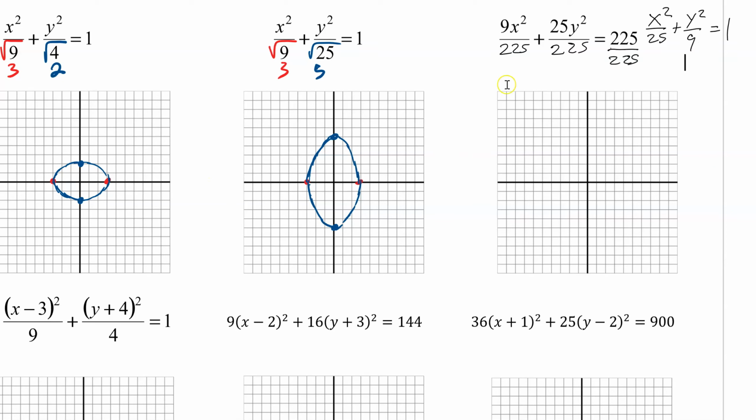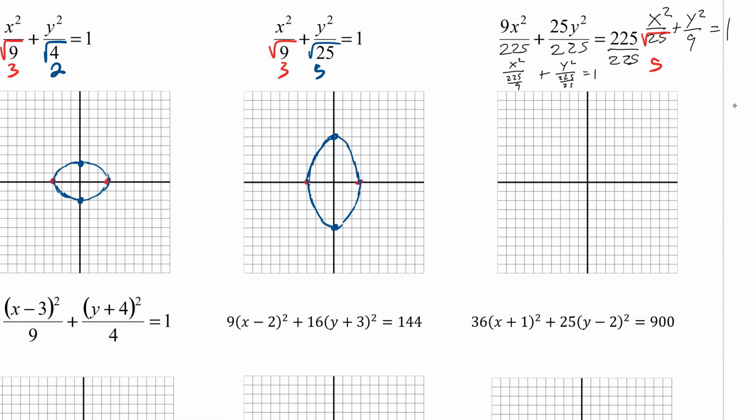So what we're really doing is taking these two and flipping them. And so the denominator is becoming x squared, and you're getting 225 over 9. And you're getting y squared, and you're getting 225 over 25. That's how you want to look at this. And so 225 divided by 9 is 25, and 225 divided by 25 is 9, giving us this new equation. So that is the one we will use to square root.